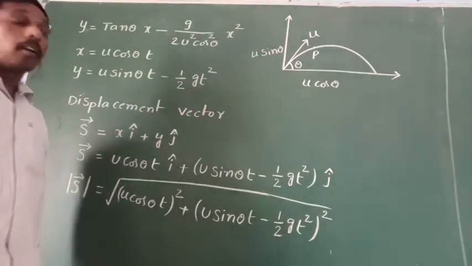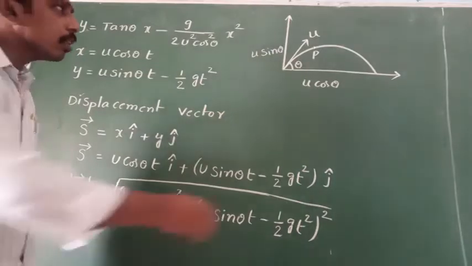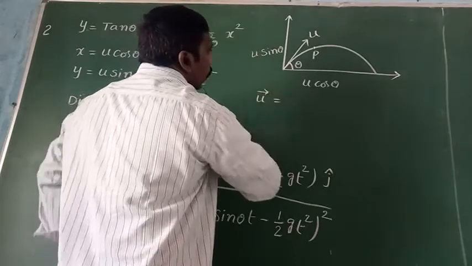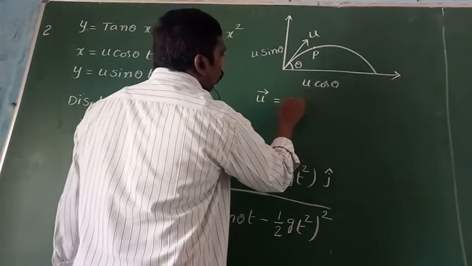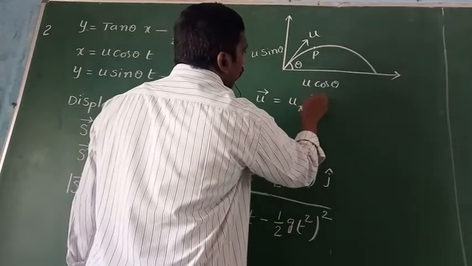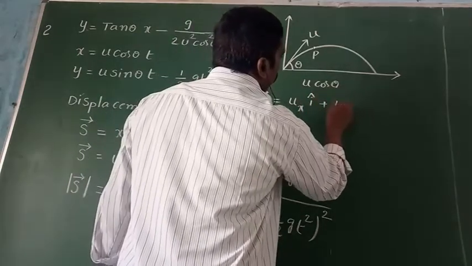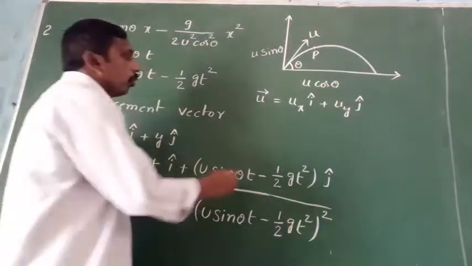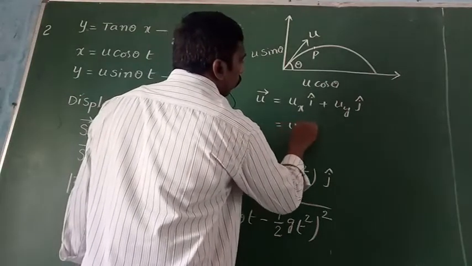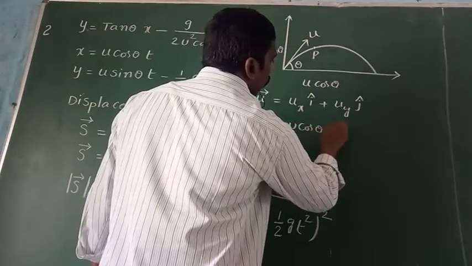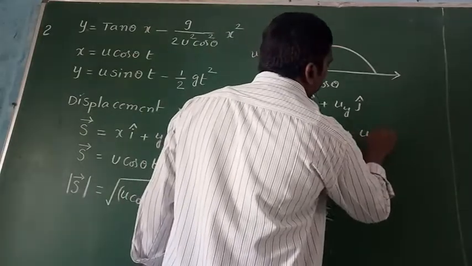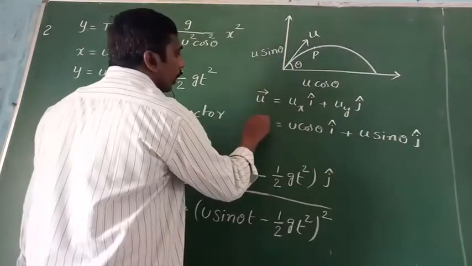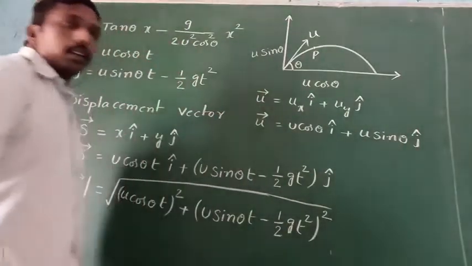Sir, then what is the initial velocity vector? Simply we can write the initial velocity vector u bar is equal to ux into i cap plus uy into j cap, where the velocity along the x axis is u cos theta. So ux is equal to u cos theta into i cap plus u sin theta into j cap. This is the initial velocity vector.